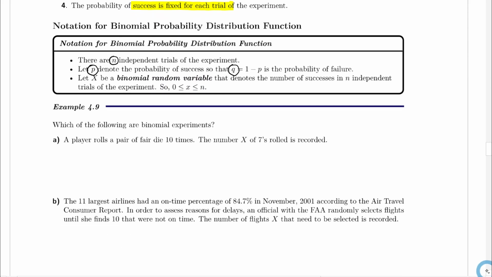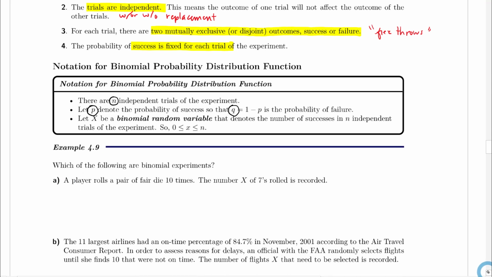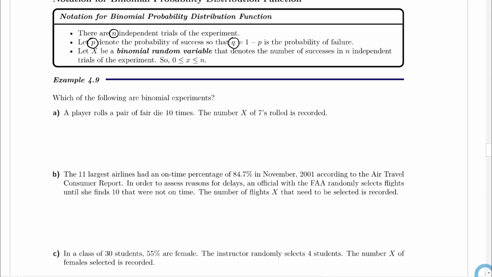So let's go ahead and use these four conditions that we just discussed and determine whether or not these criteria are met and these are binomial experiments. The first one is: a player rolls a pair of fair dice 10 times and the number X of sevens rolled is recorded. So again, the random variable X, the event that's a success, is rolling a 7.